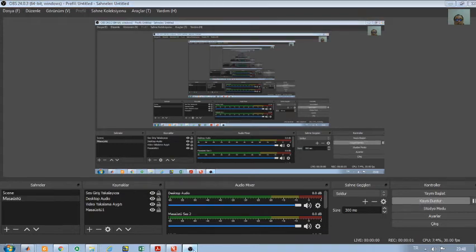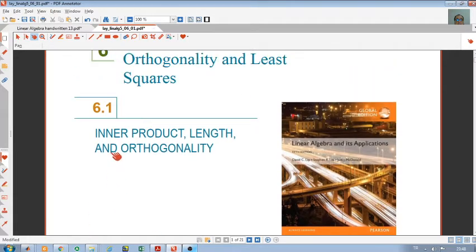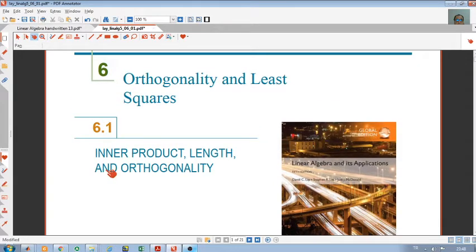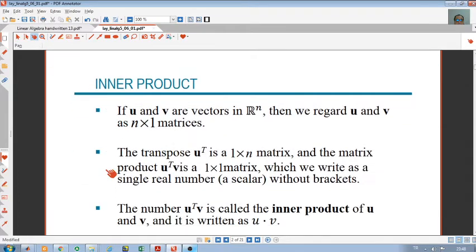Hello everyone, in this video we will cover section 6.1. In this section we will see inner product, length and orthogonality of two vectors. We will start chapter 6.